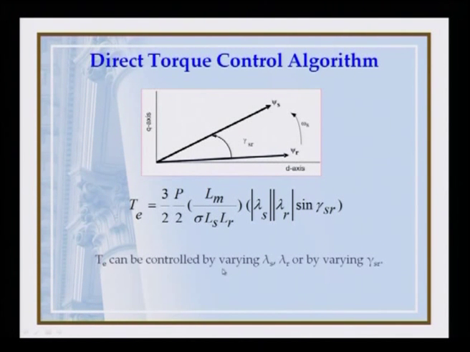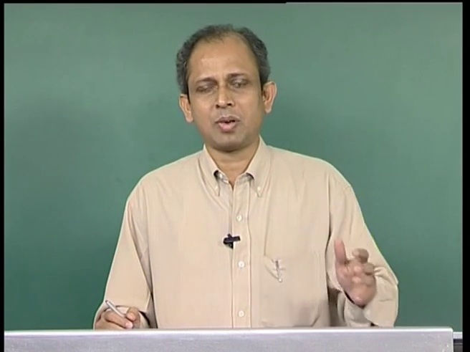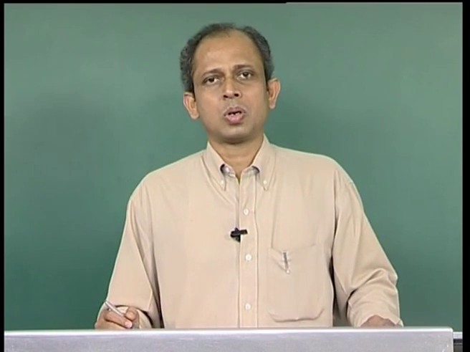So, the torque can be controlled by varying lambda s, which is the same as psi s, and lambda r, which is the same as psi r. So, we can vary this torque either by varying lambda s, lambda r, or by varying gamma sr. Now, we know that flux variation is not preferred, because if we vary the flux, there will be a delay associated with the flux change. Furthermore, a variable flux machine is not very attractive. If we increase the flux, the machine may saturate. If we decrease the flux, the machine may underflux.